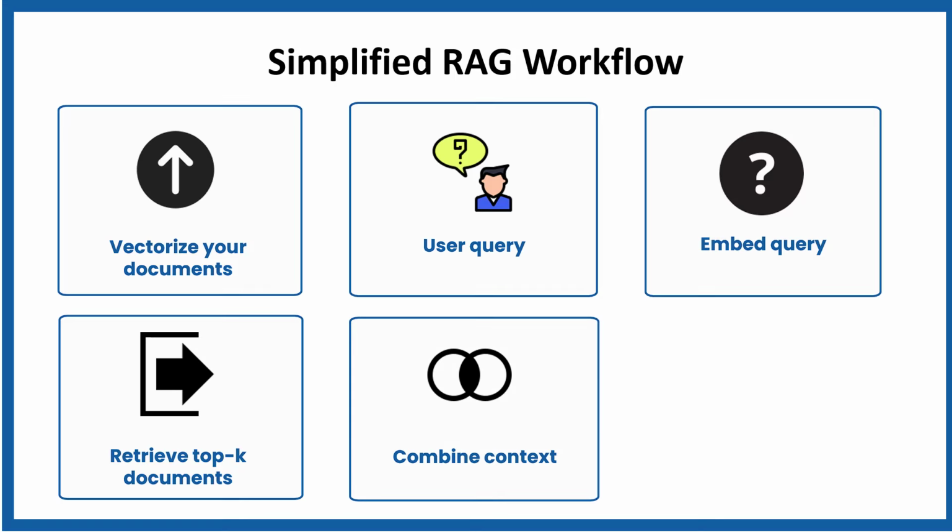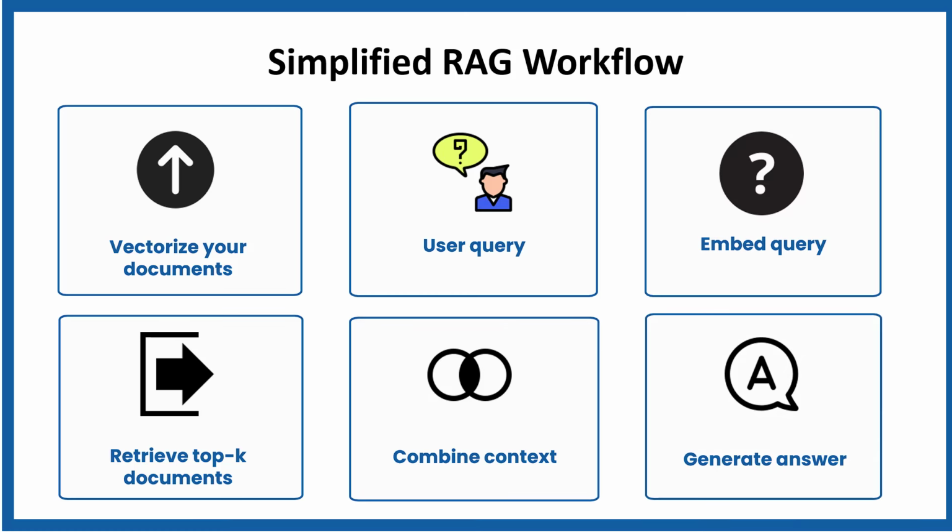Then we need to combine context. The retrieved documents are concatenated or summarized into a single context window. This context is appended to the user's query and fed into the generator model. Finally, generate the answer. The language model, for example, GPT, Llama, or Mistral, uses the context to craft a grounded, coherent response. The output combines retrieved facts with natural language reasoning to produce the final answer.